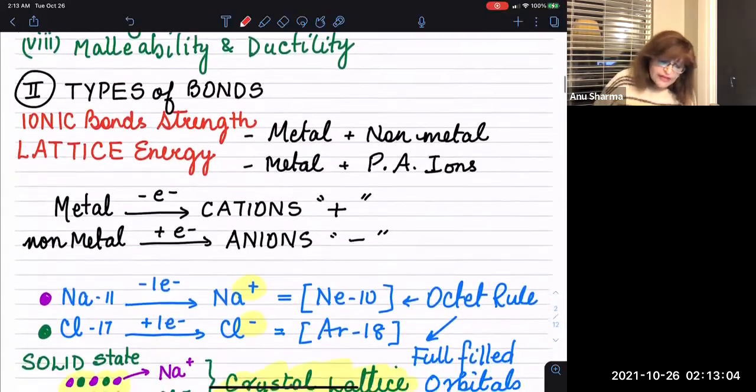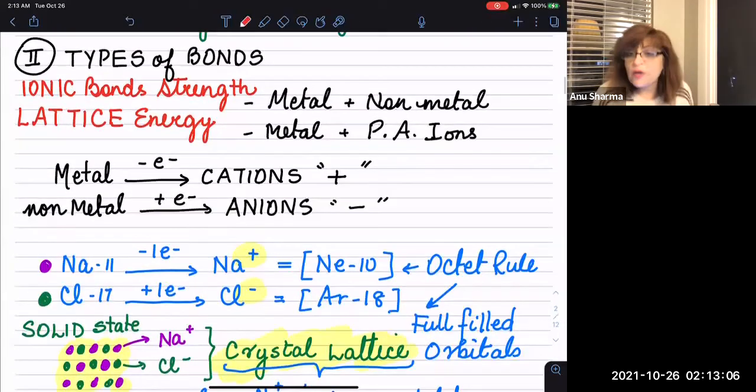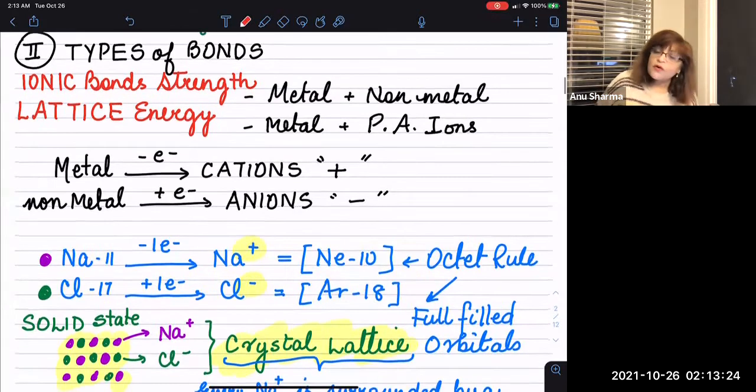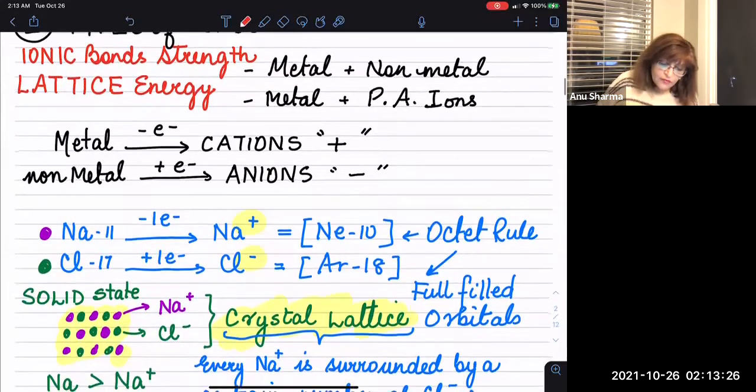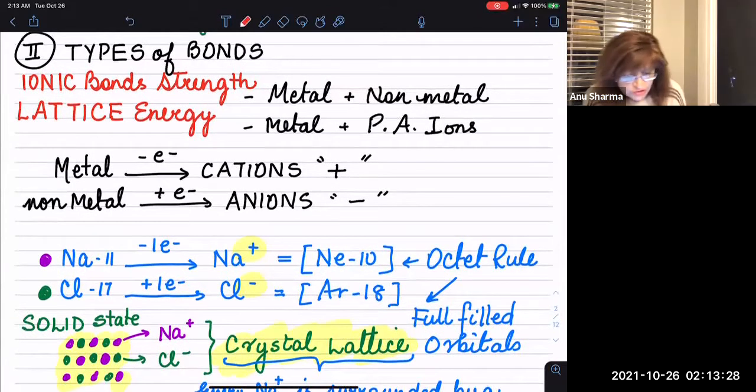So all that is properties of these molecules, of these atoms, properties of these substances. And all substances are made up of atoms and molecules, and it does define the physical and the chemical changes, right? Now, there are 2 types of bonds, ionic bonds and covalent bonds. Now, what are the ionic bonds? Ionic bonds are made up of metals and non-metals, or metals and polyatomic ions.